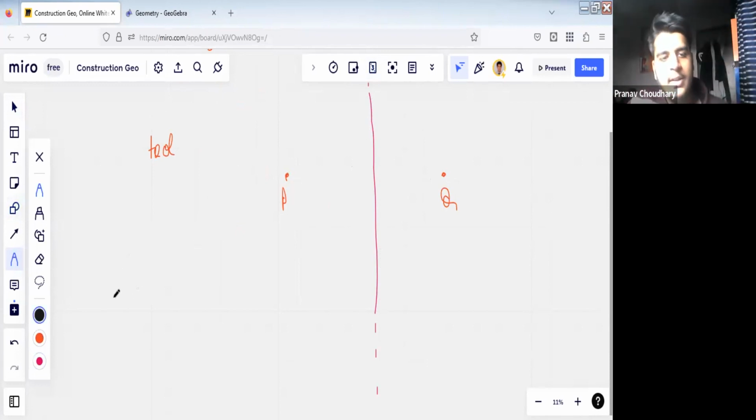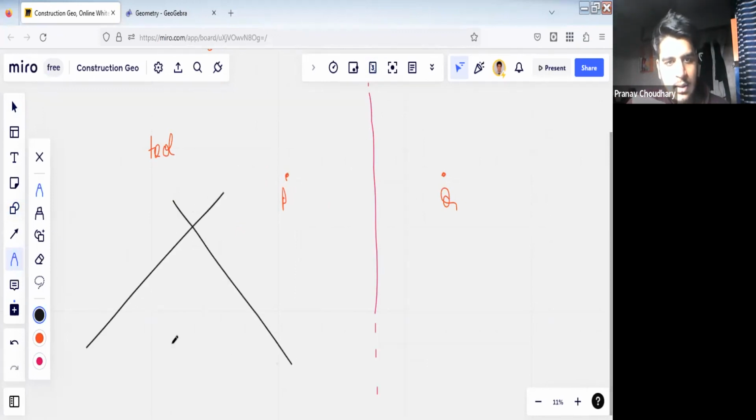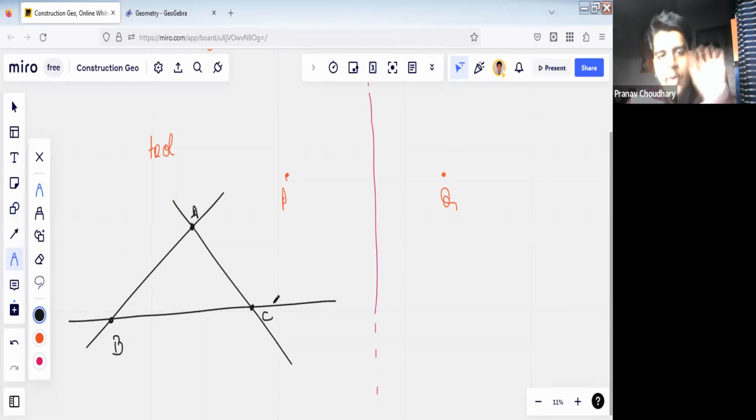So what you're given is 3 lines, and these are 3 non-parallel lines. So there will be a triangle formed by these 3 lines, call it ABC. You have to mark the orthocenter of this triangle by just using this tool. So obviously you cannot do it directly in one go.